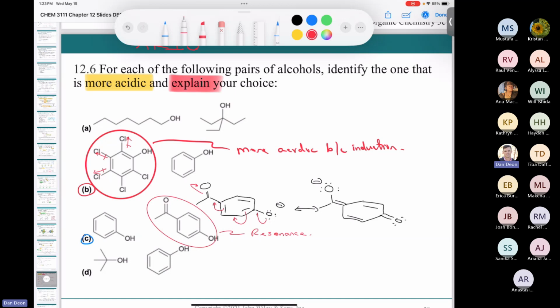What about D? Which one would be more acidic, the first one or the second one? Yep. Thanks, Rachel. Awesome. It's the second one. Rachel, why? Is it atom, resonance, induction, or orbital? Yep. It's resonance, right? This form has resonance forms. Whereas the first one has no resonance forms, right? We saw the pKa of phenol is about 10.